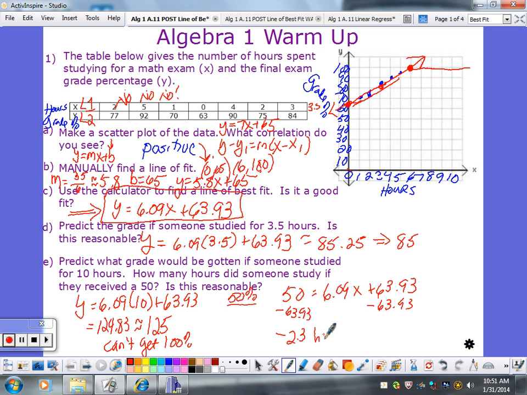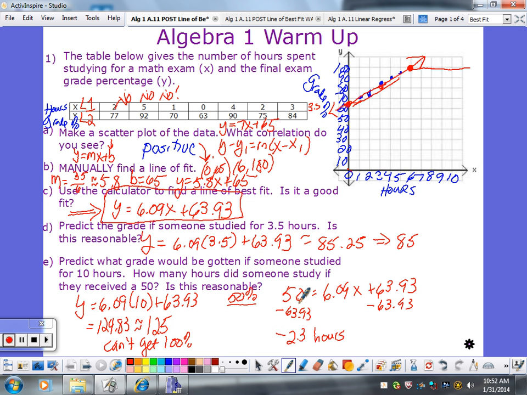Negative 2.3 what? Hours? Yeah, they studied negative. So what they did earlier was they went home for 2.3 hours and they said, how can I forget this? Like trying to get information out of it. Which, you know what? Given some of the test scores, I don't know if that's happening or not. Maybe it is. But again, is this reasonable? No, right? We're not negative hours.